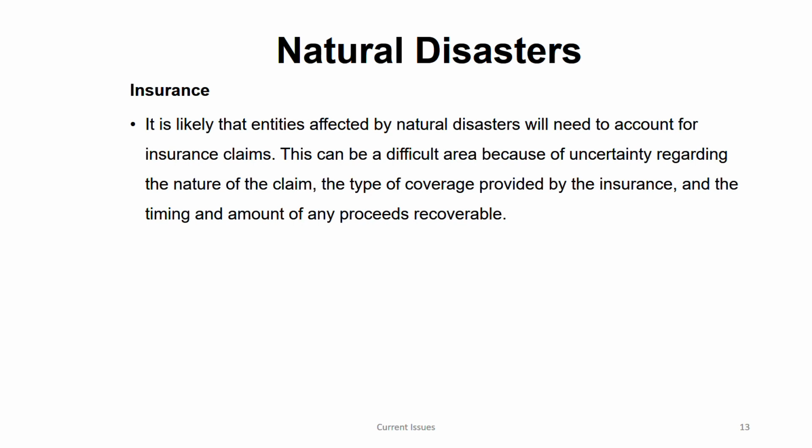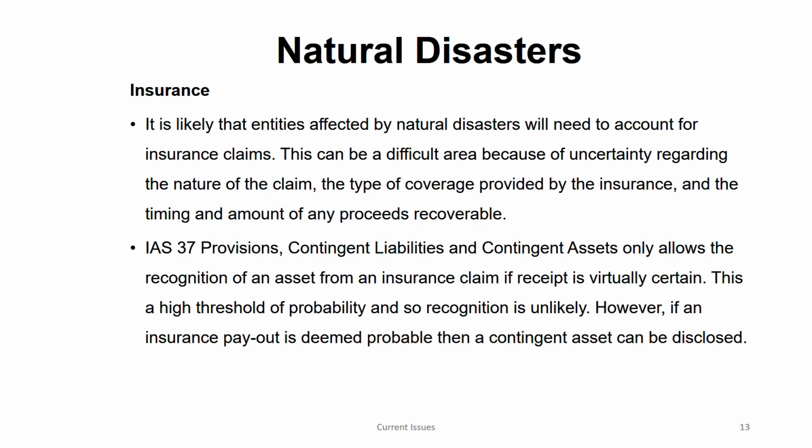But remember, seeing how much insurance you are getting is a very difficult area because it's very uncertain. It depends on so many things. First of all, what is the nature of your claim? And also the type of coverage that the insurance is going to provide. And also the timing and the amount of any proceeds that are recoverable. These are very difficult areas to know with certainty. Then IAS 37. How are IAS 37 and insurance linked?